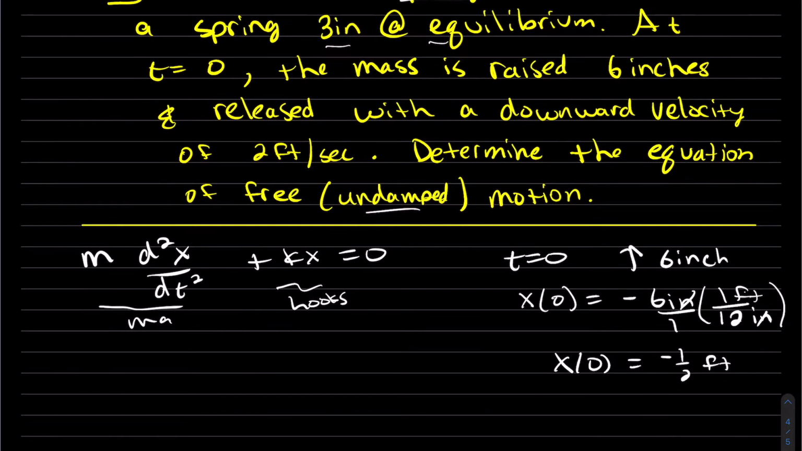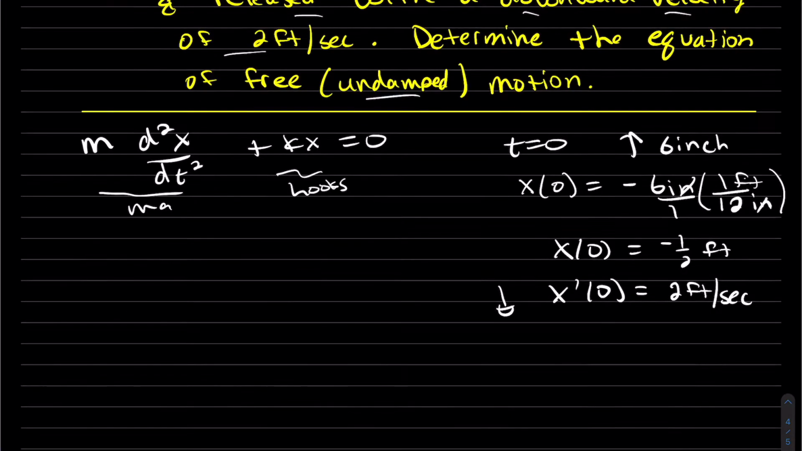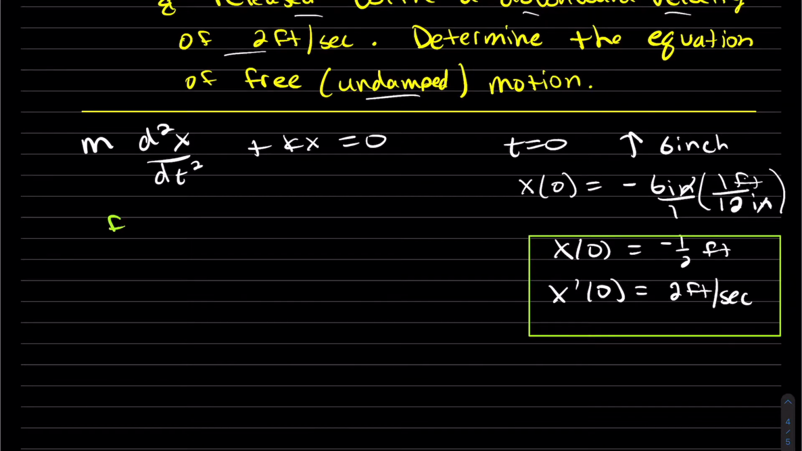And x prime of 0, the initial velocity: it's released at time equals 0 with a downward velocity of 2 feet per second. Equals 2 feet per second, and it's downward, so it is positive. Let's box these, because we'll come back to these after we solve for the equation. Okay, so first let's find k. What's Hooke's law? Again, F equals Ks is our Hooke's law. We have s, it's stretched 3 inches.